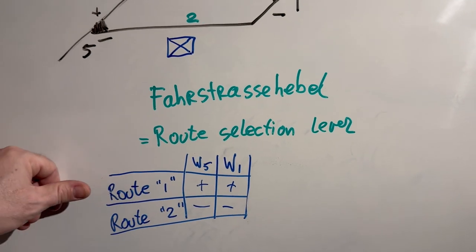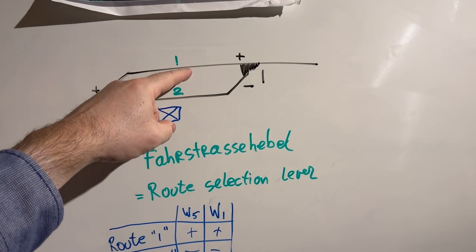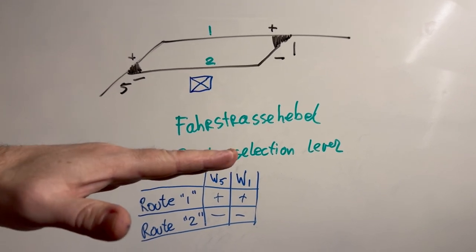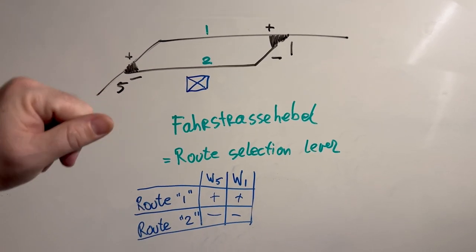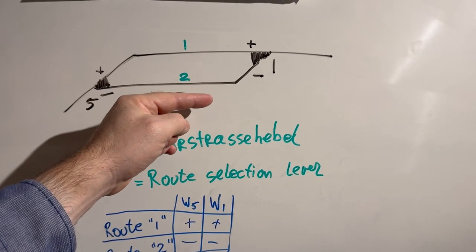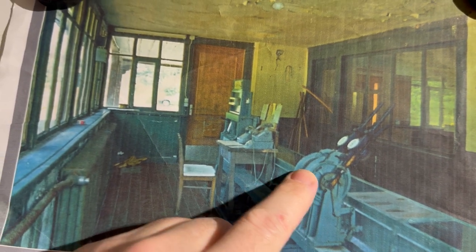So if the route is set to one and a train enters the station, it first has to move the route selection lever to the neutral position, then the switches can be thrown to the minus position, and then you can switch it to route two and have a train enter the station on route number two. In this picture, here are the two switch levers, and there at the end you have the route selection lever standing in the up position. Then this would be neutral, and that would be for track number two.